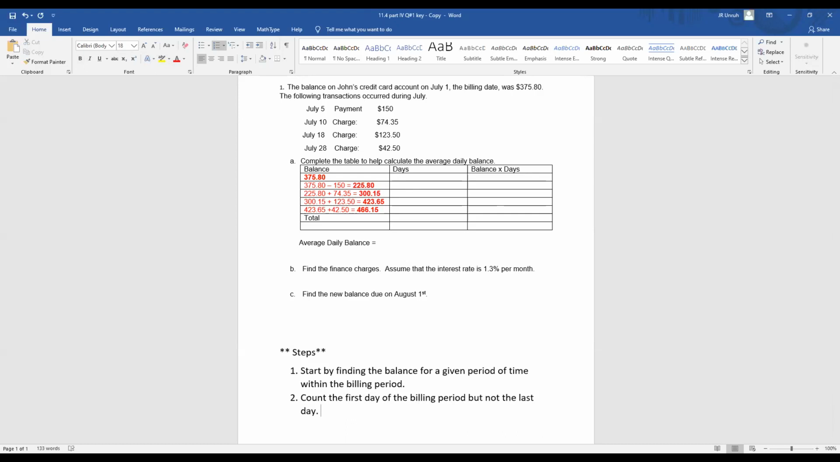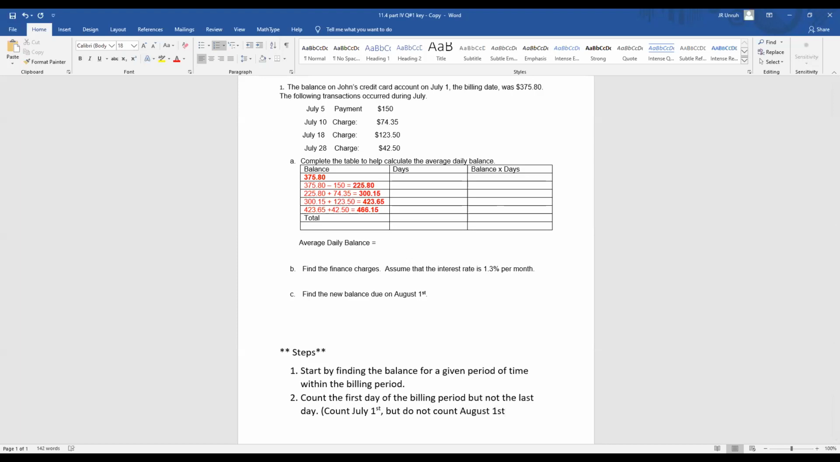Okay, and so what that's saying is if this billing period is July 1st, okay, it goes through, we're going to be asked to find what is the balance due on August 1st. So we're going to count July 1st, but do not count August 1st. And let's just put that in parentheses, count July 1st, but do not count August 1st.